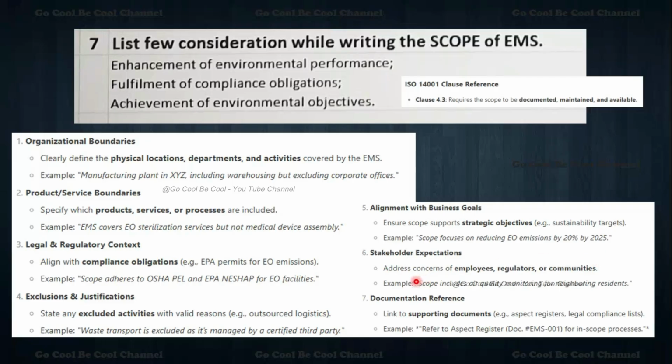Stakeholder expectations: address concerns, and examples are also available. Documentation reference: link to the supporting documents, for example aspect register, risk register, legal compliance list. There are so many kinds of things we have. Please link to these supporting documents. It will be really helpful for you. Now moving to the next one.